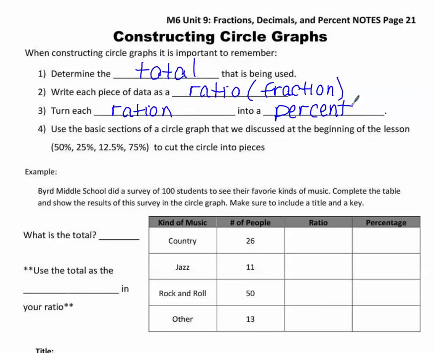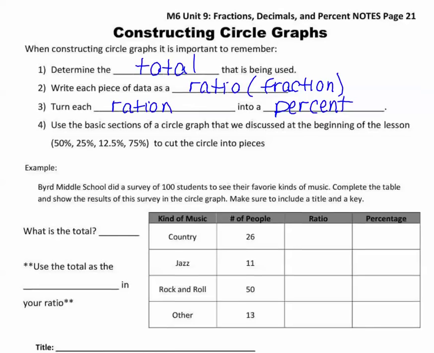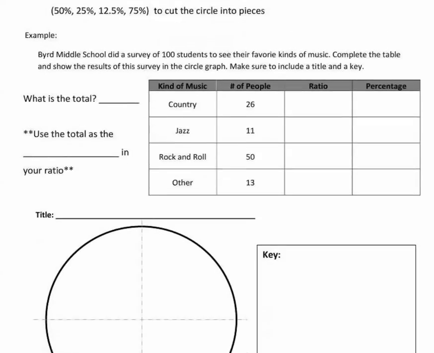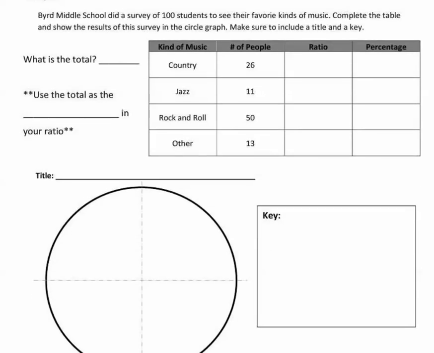So here's our example. In Bayard Middle School, they did a survey of 100 students to see their favorite kinds of music. Complete the table and show the results of this survey in the circle graph, and make sure to include a title and a key. So what's the total? Well, there's 100 students that were surveyed total. So use the total as the denominator of your fractions.